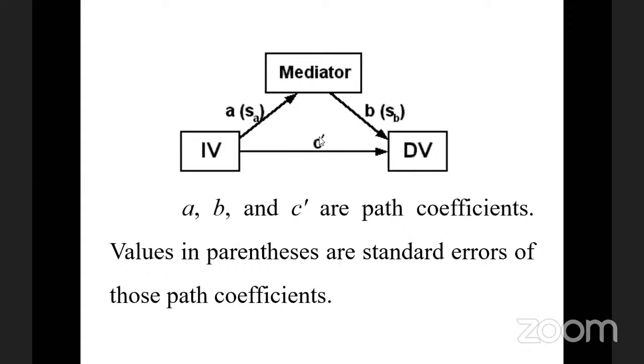This is the regression or path coefficient C dash. A is the regression or path coefficient between the IV and the mediator, and B is the path coefficient between the mediator and the DV. SA means standard error. So for finding the AB indirect effect, we need the regression path coefficient A with its standard error, and B with its standard error.